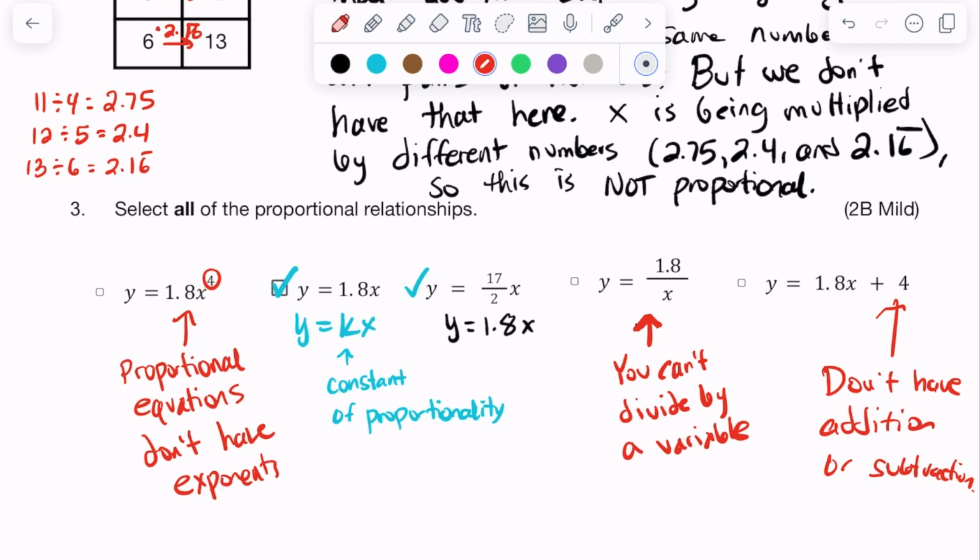Okay, and we'll see the graph for that eventually, but that's going to be a really complicated graph that you won't see until high school. Dividing by a variable, it's changing each time, so you're not multiplying or dividing by the same number each time. Okay, so just these two there.